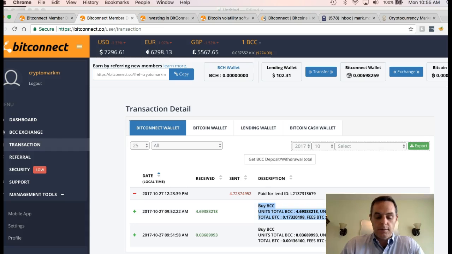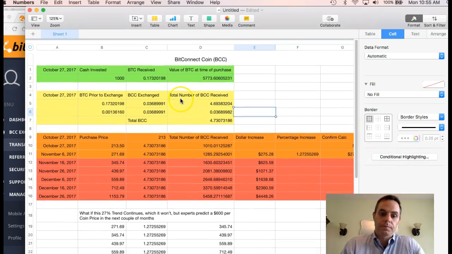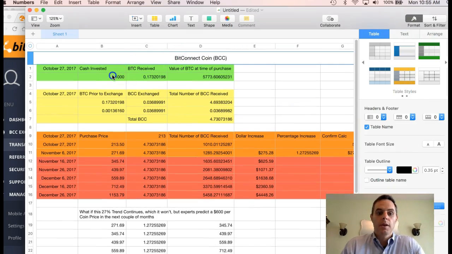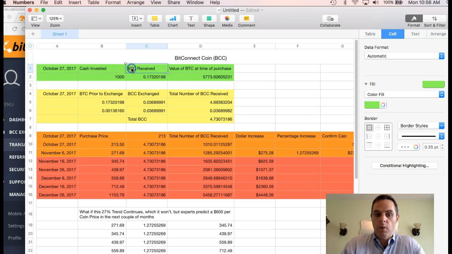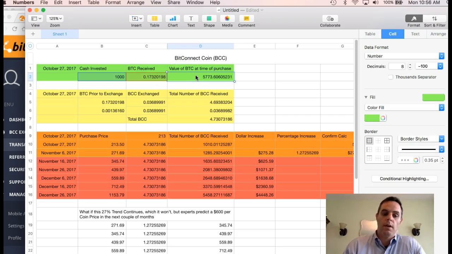What I have done is put them in an Excel spreadsheet so you can see the actual math. So the cash I invested originally to buy the Bitcoin was $1,000, and that gave me 0.1732019 Bitcoin. BTC equals Bitcoin, and the value of that when I actually bought it, one Bitcoin was $5,773 and change.